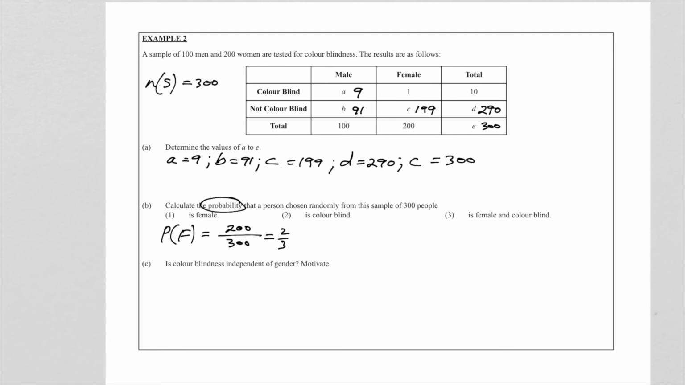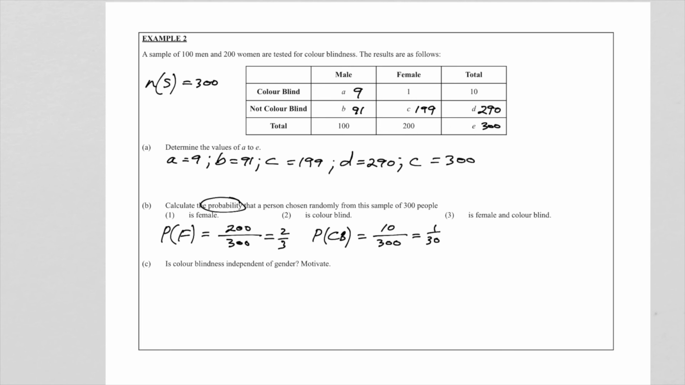The next question is colorblind. If I want the probability of, and I'm just going to use CB for colorblind, then my denominator is 300, and I just need to find the numerator. So I need to know how many people are colorblind. I follow colorblind, and you can see that is 10. So I will say 10 over 300, which is 1 over 30. And I think you all agree with that.